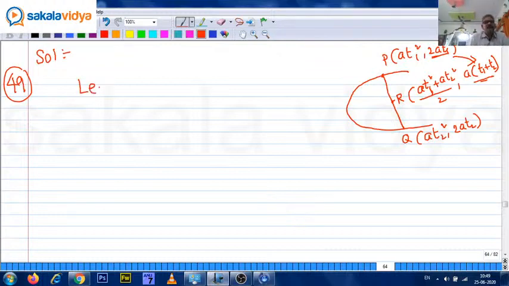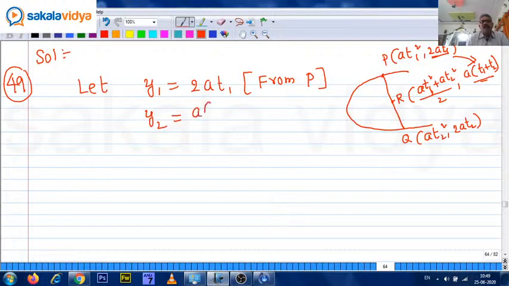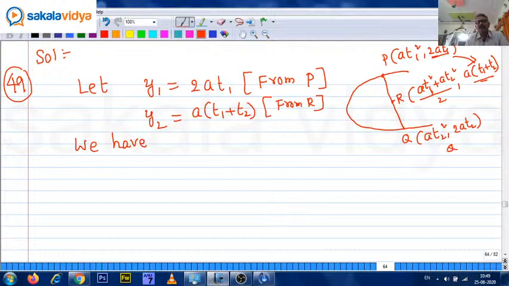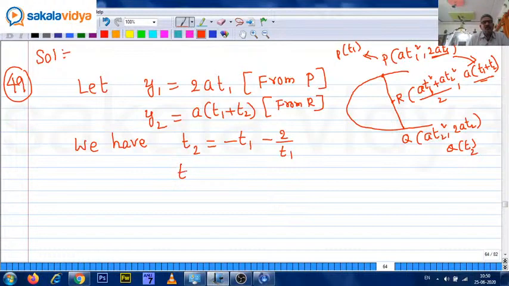So let us say here y1 equals 2a t1, this is from point P. Next, y2 equals a of t1 plus t2, this is from midpoint R. But we have a relationship between them. If this point is Q of t2 and this point is P of t1, we have the relation between t2 and t1: t2 equals minus t1 minus 2 upon t1, I already discussed. Also t1 plus t2 equals minus 2 upon t1.